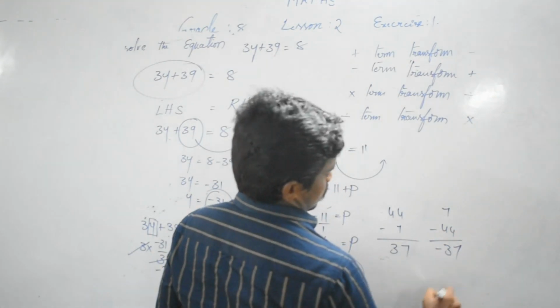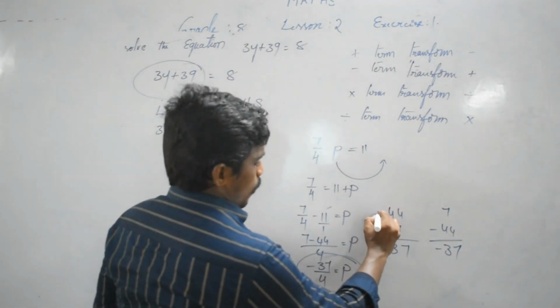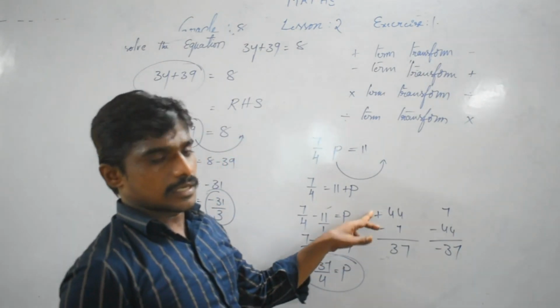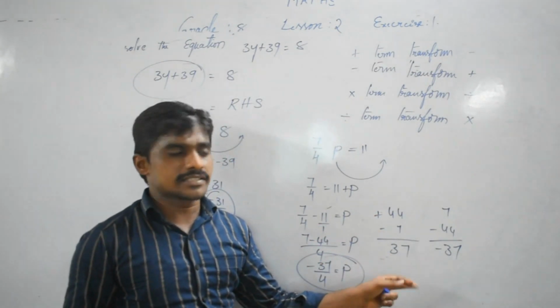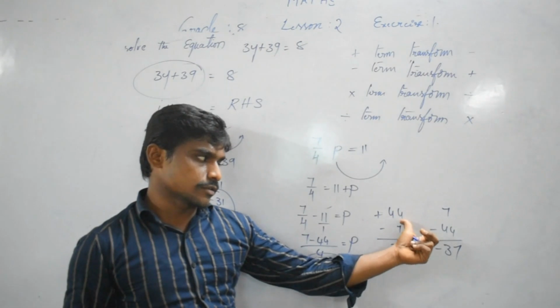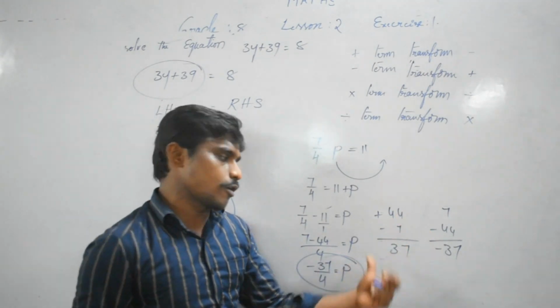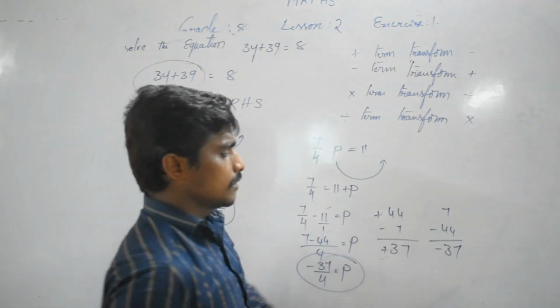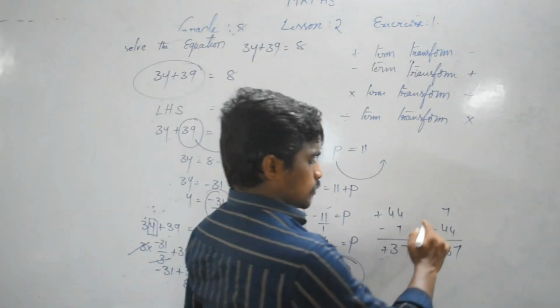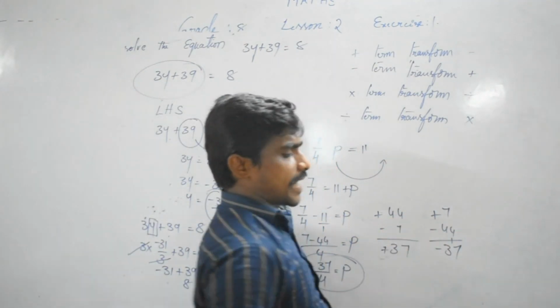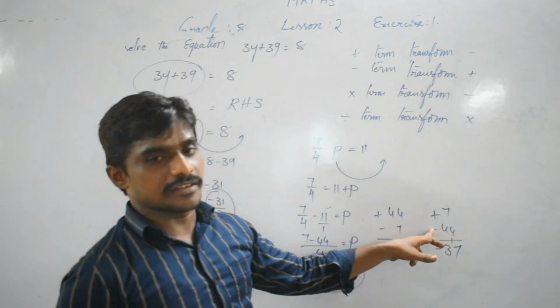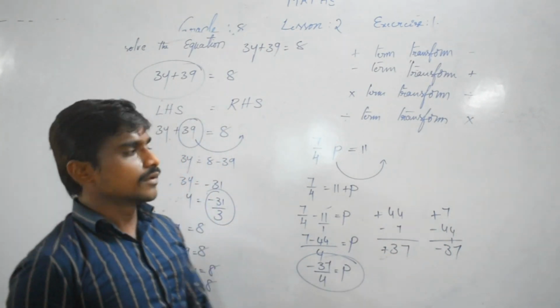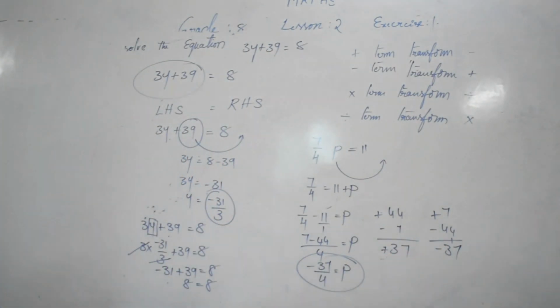Here one positive, one negative, so subtract to get 37. Here the large number has a positive sign, so plus. Here one positive, one negative, subtract. The large number has a negative sign, so we keep negative. Next one, we are going to do an exercise. Copy this one.